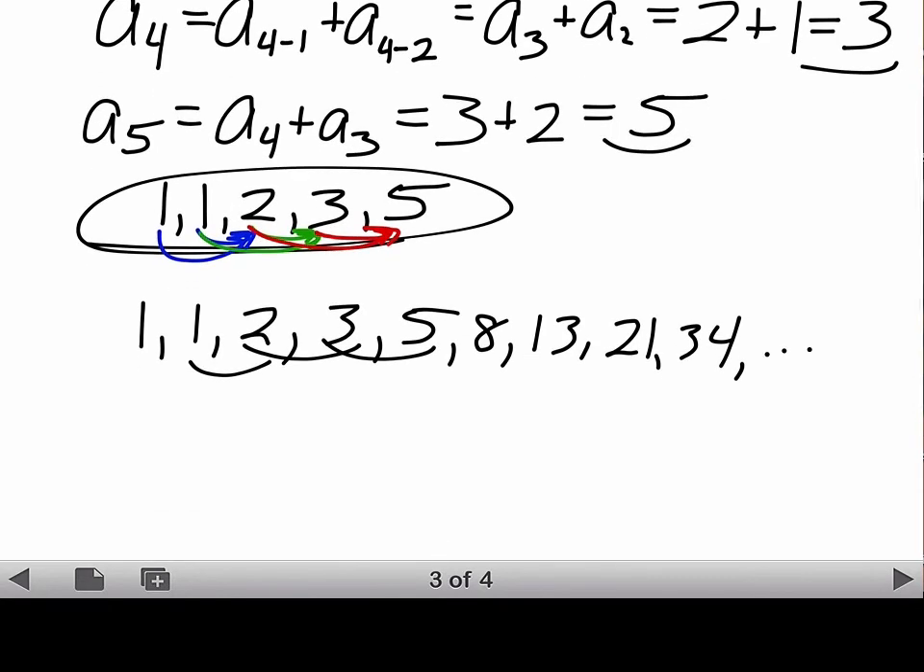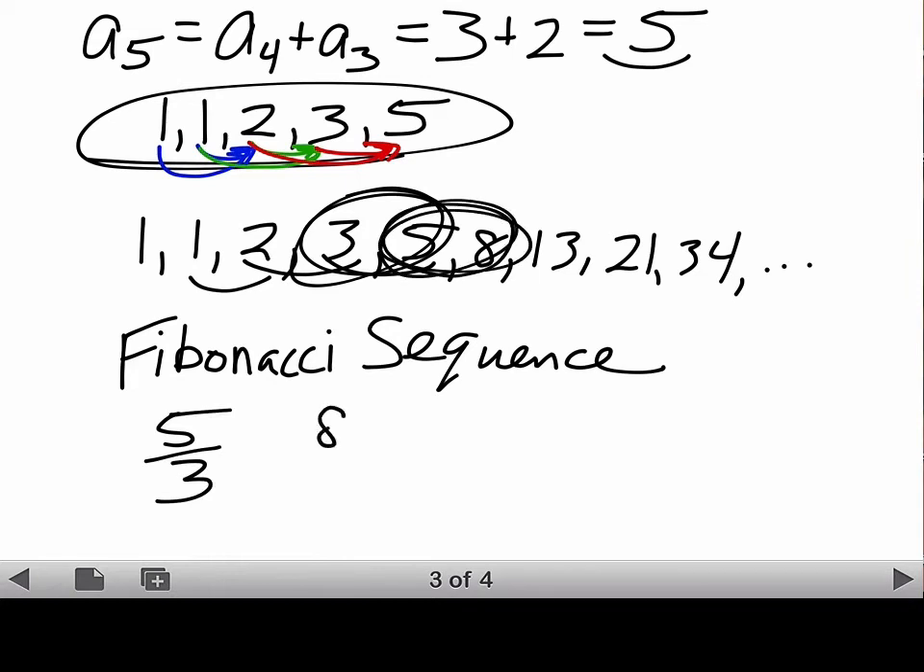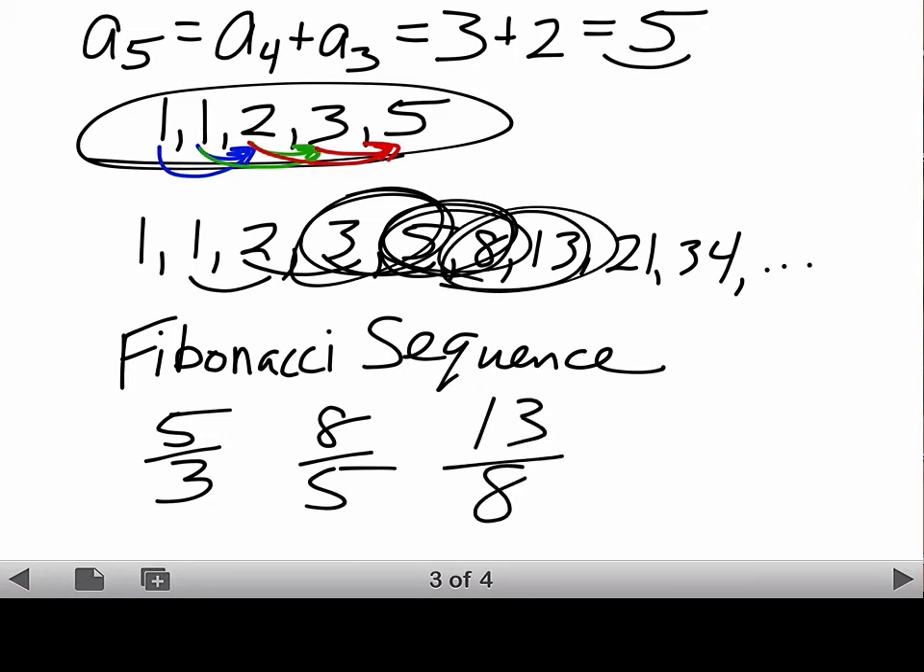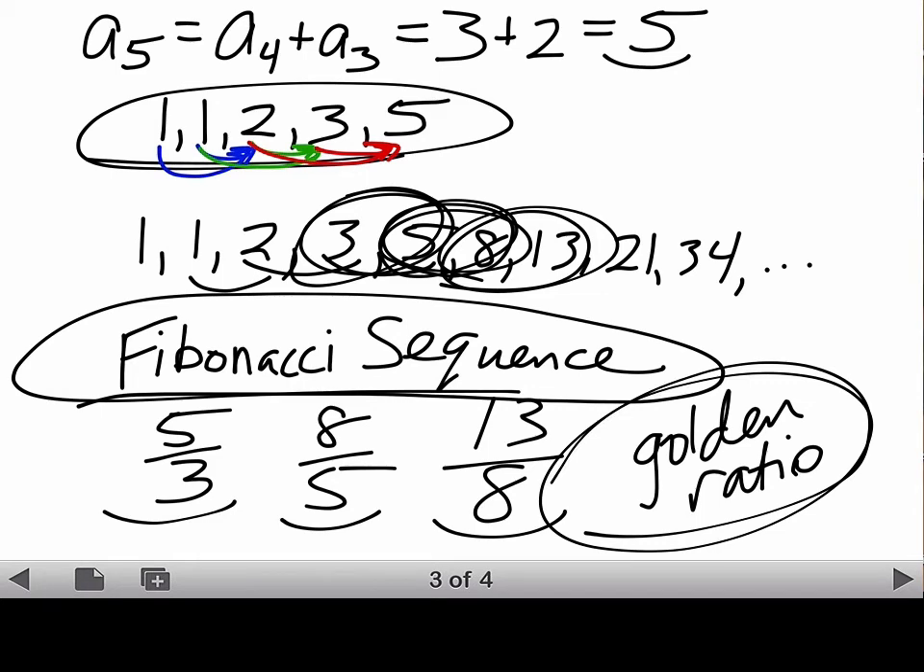This is an interesting sequence. It's known as the Fibonacci sequence. If we take ratios of entries, like 3 and 5, if we look at 5 over 3, or the next pair, 8 over 5, or the next one, 13 over 8. This is a sequence in and of itself. And these fractions get closer and closer to what's known as the golden ratio. And just so you can see some of why some people think math is interesting, I encourage you to do an internet search of the Fibonacci sequence and the golden ratio, just for fun.